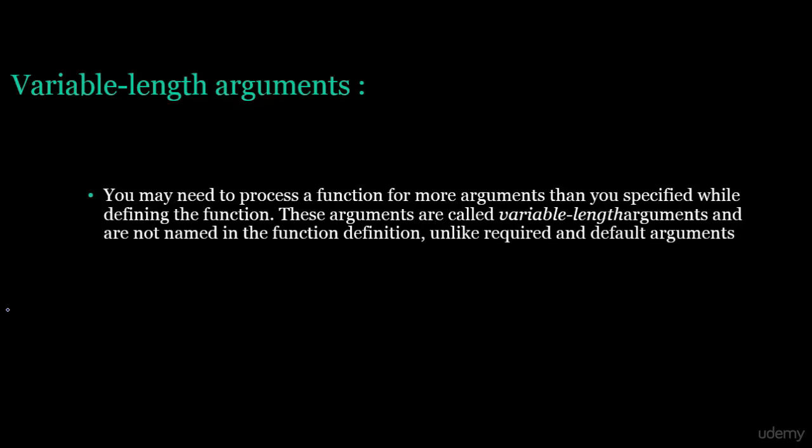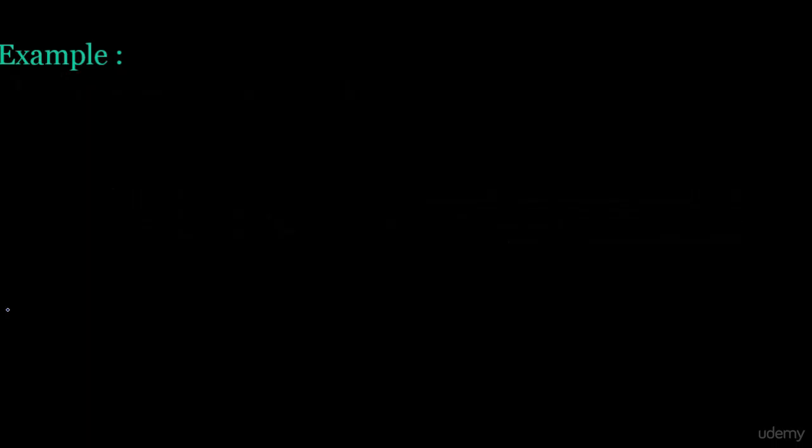Variable length arguments. You may need to process a function for more arguments than you specified while defining the function. Those arguments are called variable length arguments and are not named in the function definition, unlike required and default arguments. Let's see this example here. If we look at the Windows calculator, what if we want to sum some numbers like 1 plus 2 plus 3 plus 4 plus 5? The calculator will give you the output. But what if we want to add 1 plus 2 plus 3 plus 4 plus 5 plus 6 plus 7 and so on to 100? The calculator will give you the output.